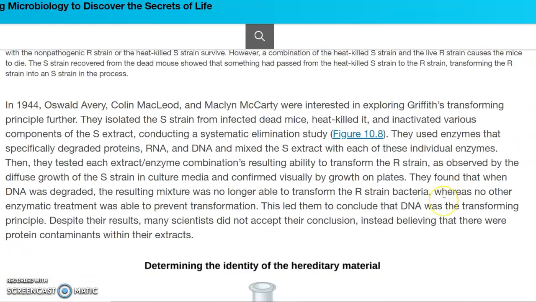So, a few years later, Avery, McLeod, and McCarty came along, and they wanted to explore this a little bit further. They isolated that S strain from the infected dead mice. They heat killed it and inactivated various components of it. What they came up with really was an elimination study. They used different enzymes that degraded the various components in order to determine exactly what was causing this transformation.